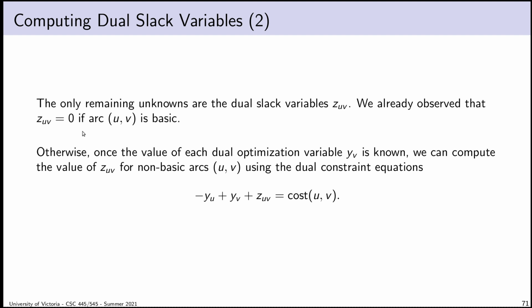By the same token, we know that certain x variables are always going to equal 0 if the corresponding arc is non-basic.